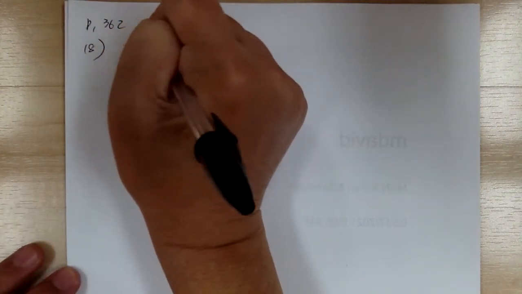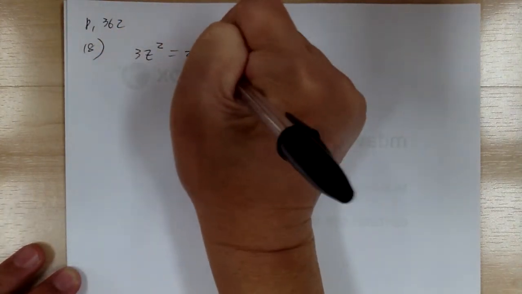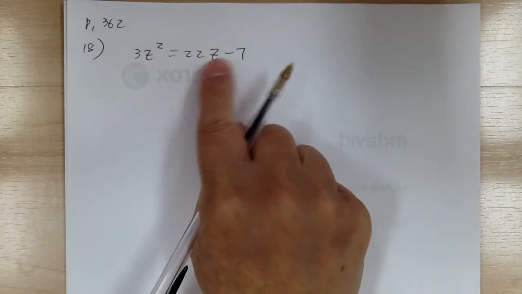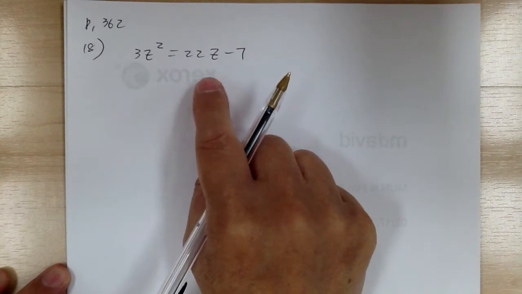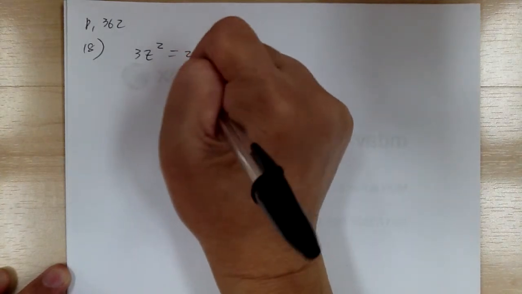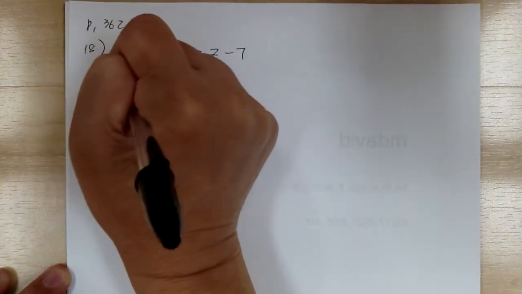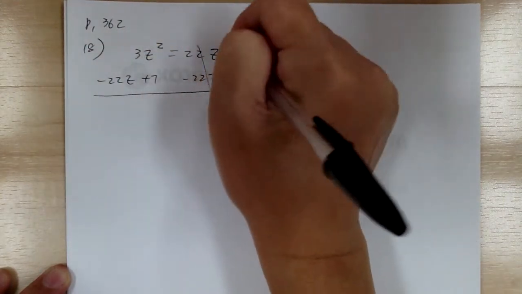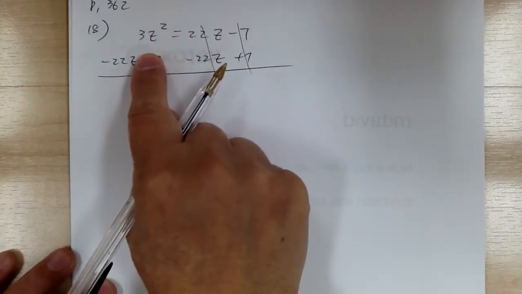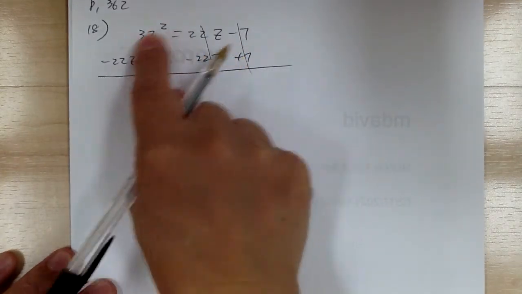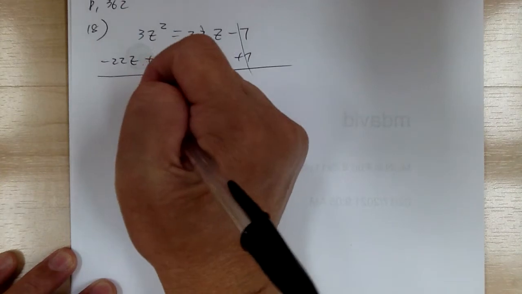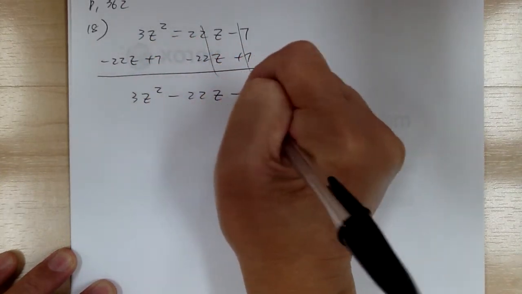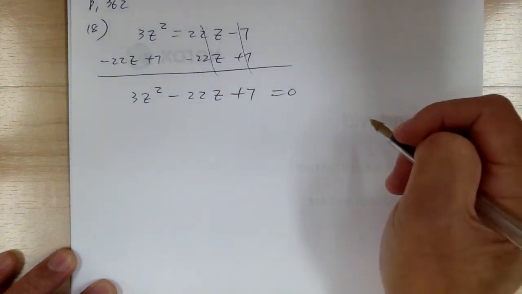Okay, you got 3z squared equal to 22z minus 7. And you can notice how I write the 2 and the z so they don't look alike. Okay, so first make sure it's equal to 0. So that's going to be minus 22z, minus 22z, plus 7, plus 7. So all this will cancel out. Then for this, you have to put this in order. Do not combine any of them because they are all different. Okay, so you got 3z squared minus 22z plus 7 equal to 0.